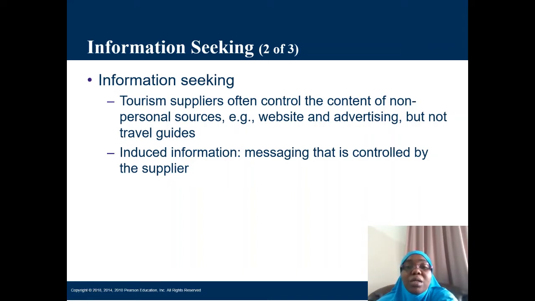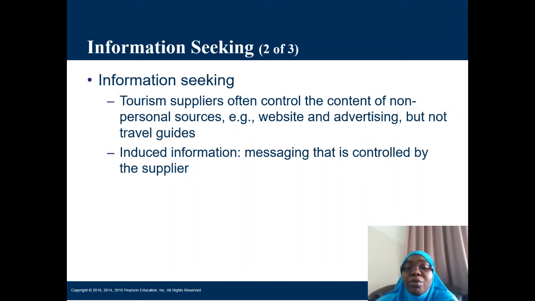All right. So tourism suppliers, those that provide tourism services, they also control the content of the information that they want to provide for you or that they want you to see. So that is why you see them updating their website, also fine-tuning their advertisements or whatever. They do a lot of these things so as to be able to control the content of what tourists or travelers actually see or know about them.